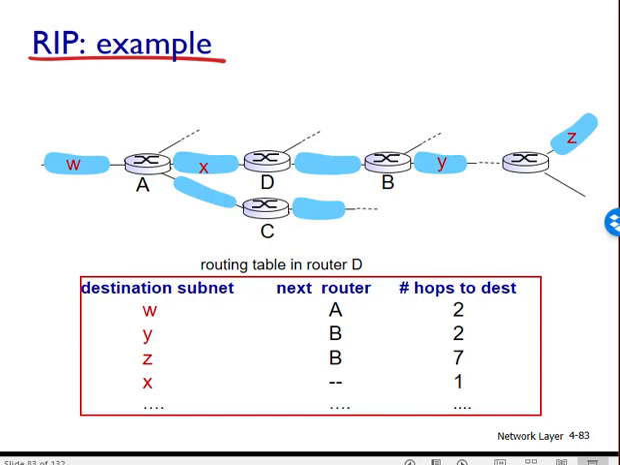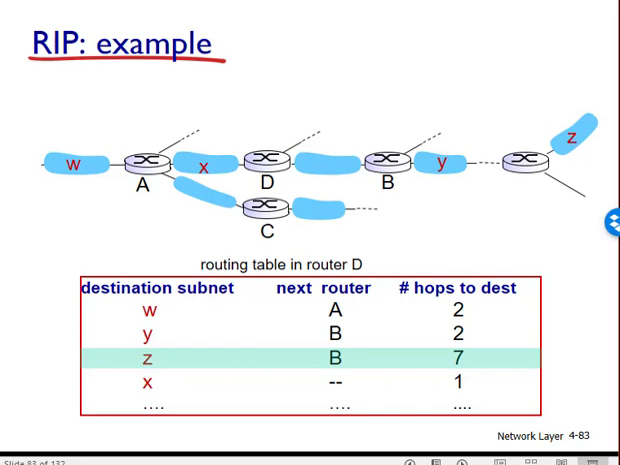For this example, the table indicates that to send a datagram from router D to destination W, the datagram should first be forwarded to a neighboring router A. The table also indicates that the destination subnet W is 2 hops away along the shortest path. Also, the table indicates that subnet Z is 7 hops away via router B.